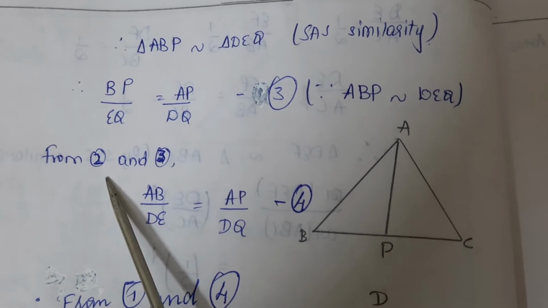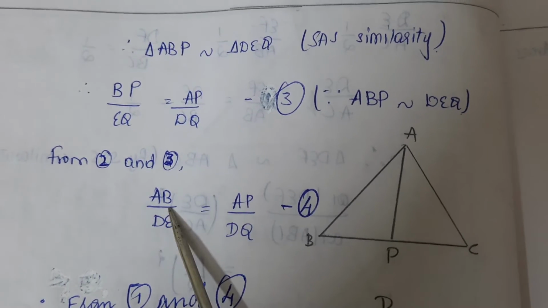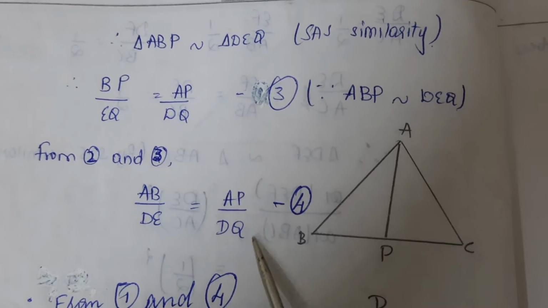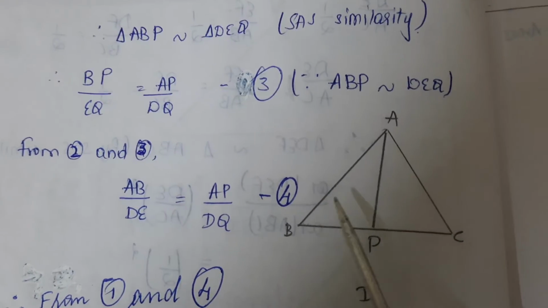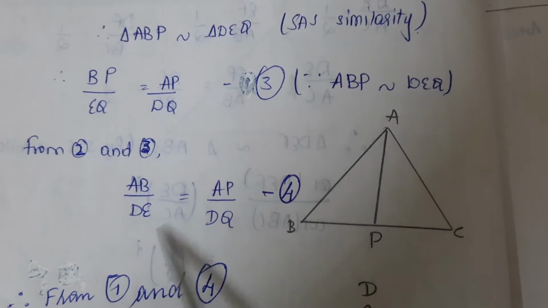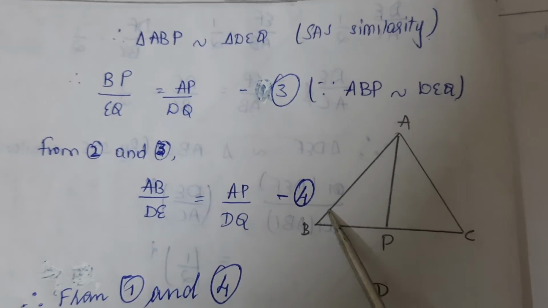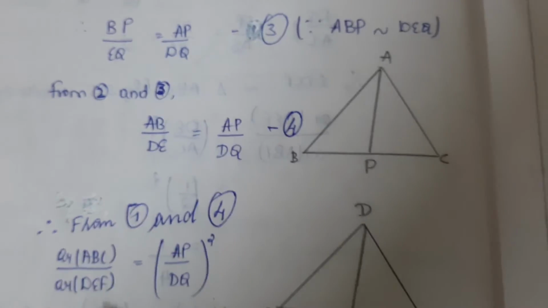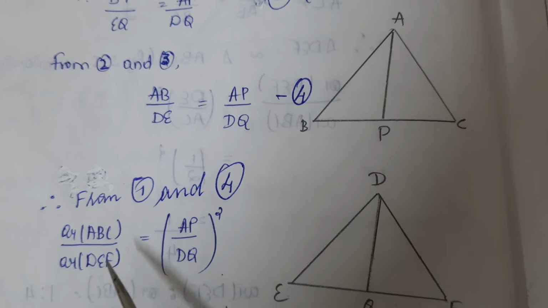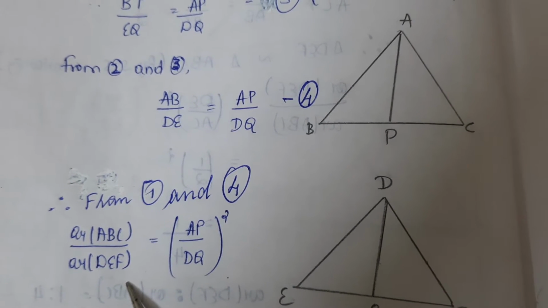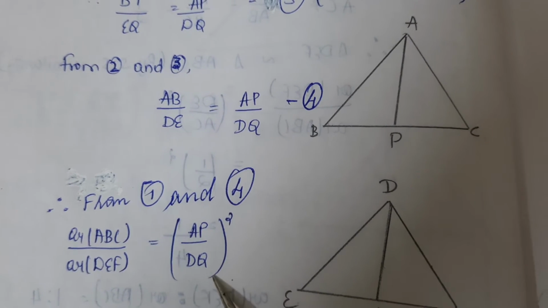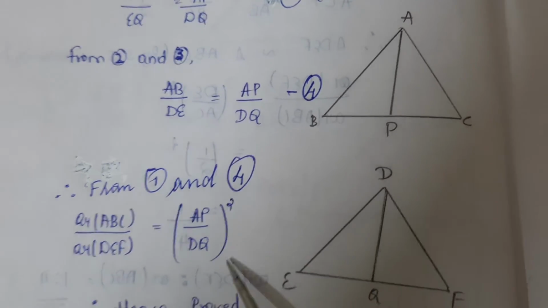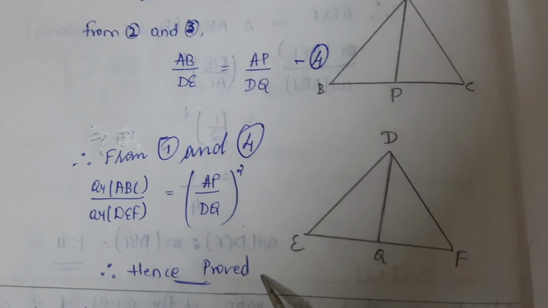Now from the second equation and the third equation we get AB by DE is equal to AP by DQ. Take this as the fourth equation. Now from the first equation and the fourth one, we get area of ABC by area of DEF is equal to AP by DQ the whole square. This is what we had to prove.